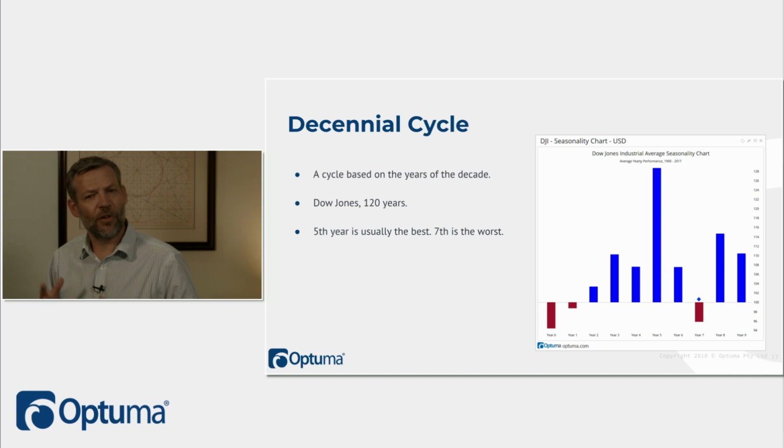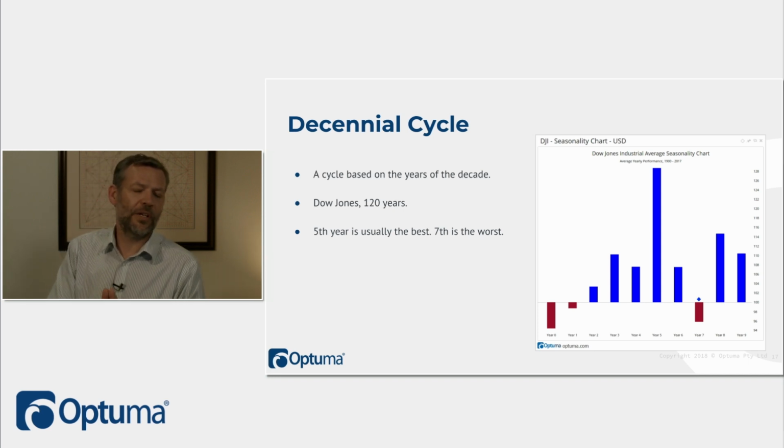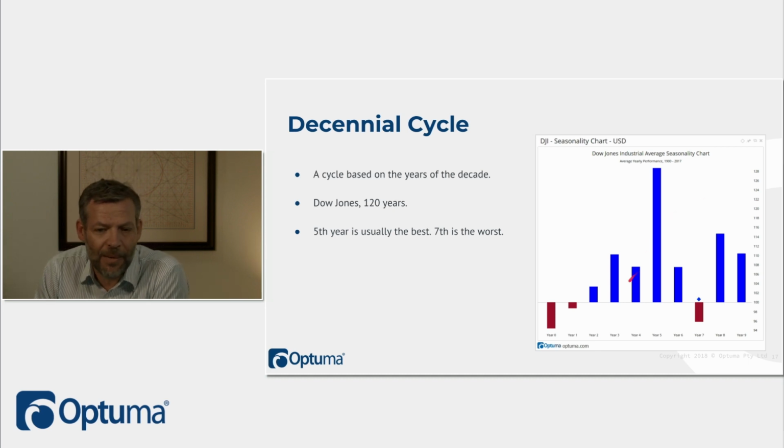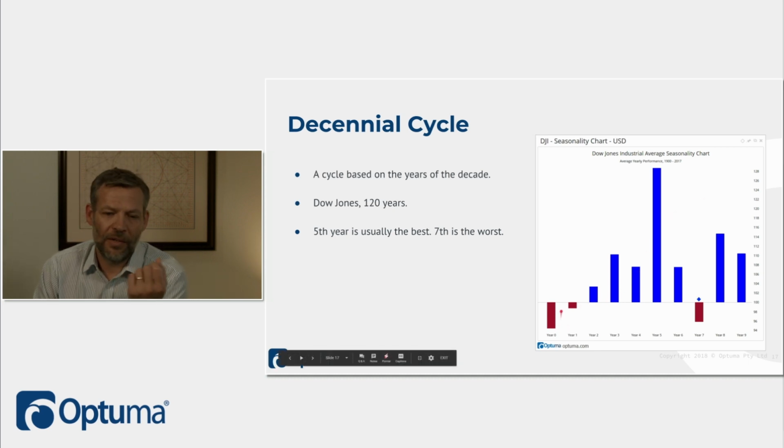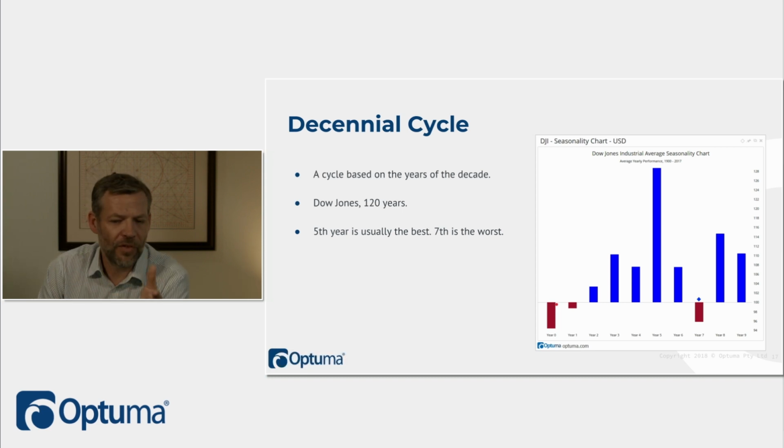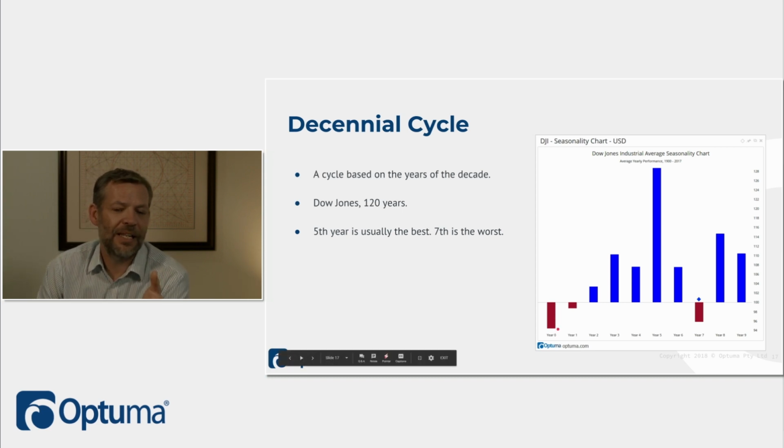This is a little bit different. Before, we had a seasonal chart where we were looking at the months within a year. This is looking at the years within a decade. So we go back to the beginning of the 1900s and look at all of the year zeros: 1900, 1910, 1920, etc. What's the average performance of the Dow in that year?